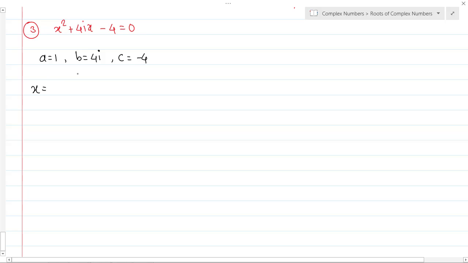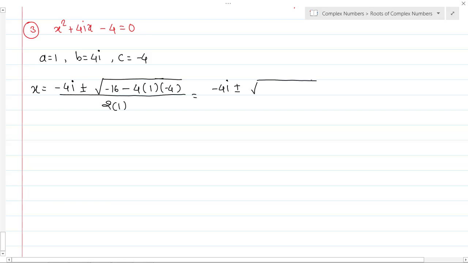So x is equal to, now I will be writing directly, minus b, minus 4i, plus or minus root of b square. So b square is nothing but minus 16, b square minus 4 into a, which is 1, into c, which is minus 4, whole divided by 2 into a. So it is 2 into 1, which is nothing but minus 4i plus or minus root of 16 minus 16. So this becomes minus minus plus 16, this becomes plus 16, whole divided by 2. So minus 16 plus 16 is 0.